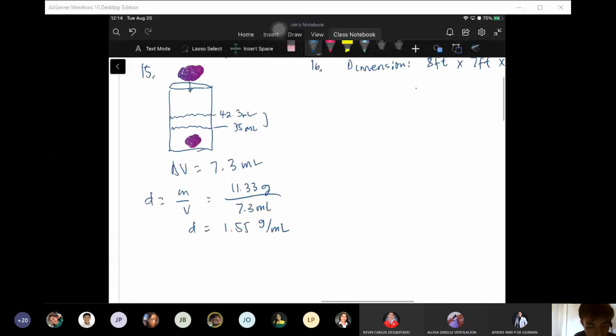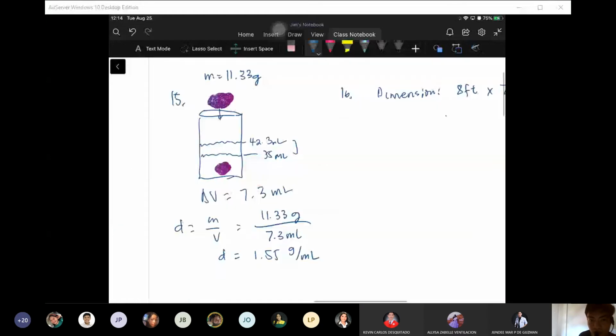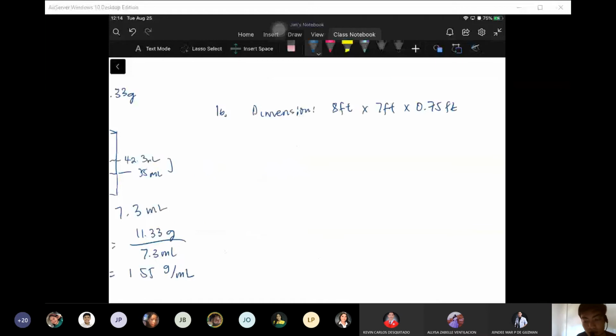Taking the density of water to be 1 gram per cubic centimeter, how many kilograms of water are required to fill the waterbed? So that means if you have a waterbed, you are going to add water until it is fully filled. No? Question is how much water, or what is the weight of the water in kilograms, to fill the waterbed. No? So yan.